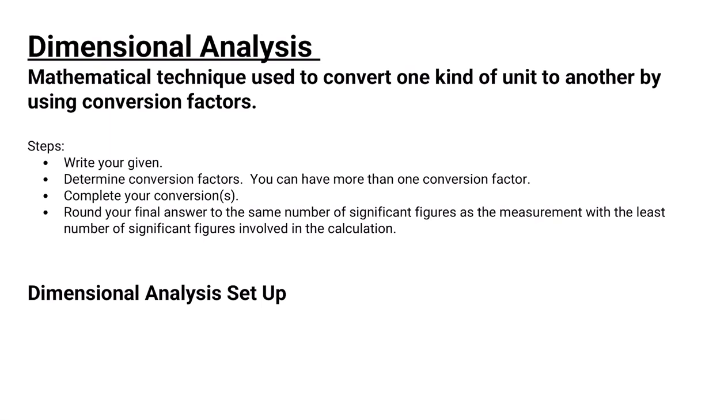First you're going to write your given, and then you're going to determine conversion factors, and you can have multiple conversion factors. Then you're going to complete your conversions. Then lastly, if necessary, you're going to round your final answer to the same number of significant figures as the measurement with the least number of significant figures involved in the calculation.